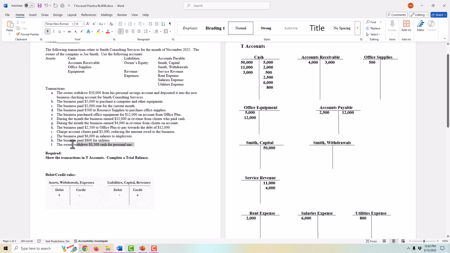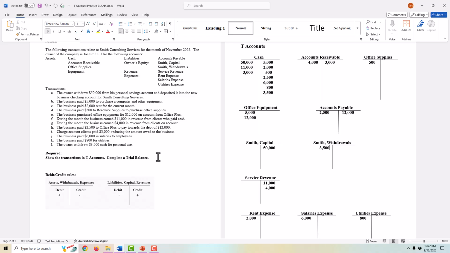And then in the last transaction, the owner withdrew $3,500 for personal use. That's going to subtract from cash, which is a credit. And then we're also going to add to the withdrawals, to the owner's withdrawal account. It's similar to the thought process of an expense. We're going to keep adding to this account as the owner draws money out. And then at the end of the year, end of the month, end of the period, we're going to get a total so the owner knows how much they withdrew.